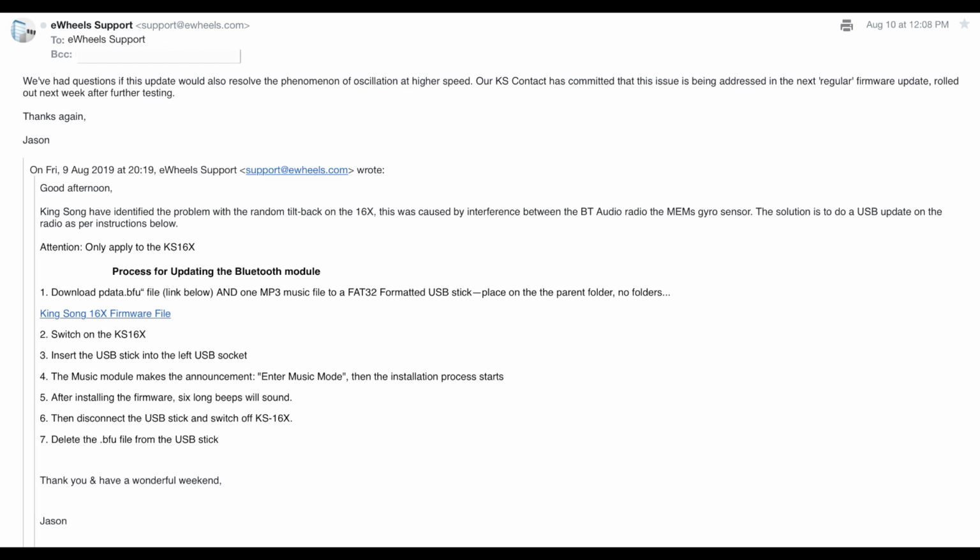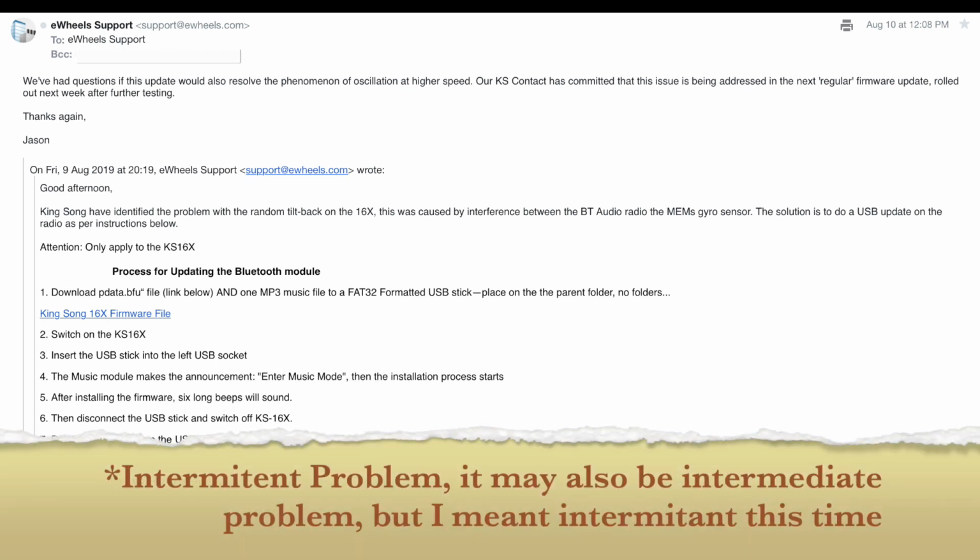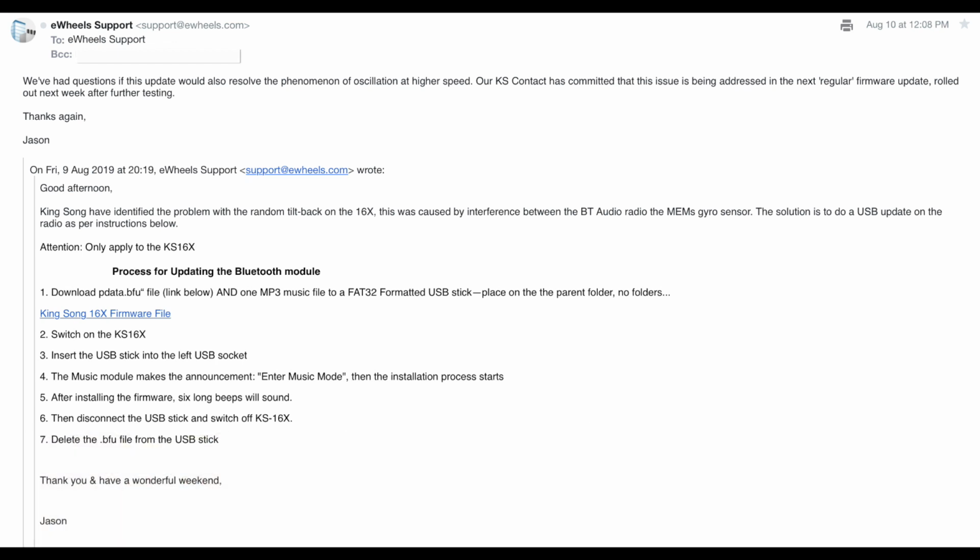So far, so good. From the forums, people are also saying it's working, but since it was an intermittent problem, there's no way for me to confirm this without riding, I guess, another 100 miles or so and making sure it just never occurs. I will keep you posted. That is the update. And yeah, it was a real enjoyable ride.